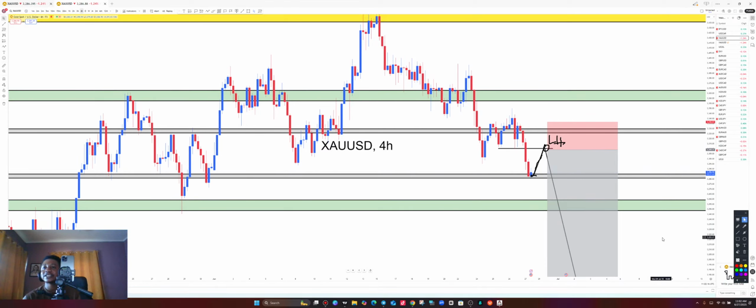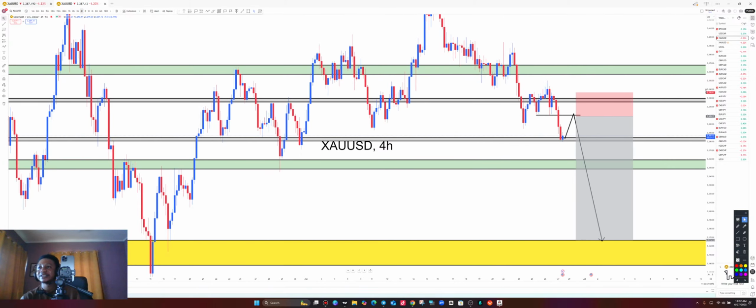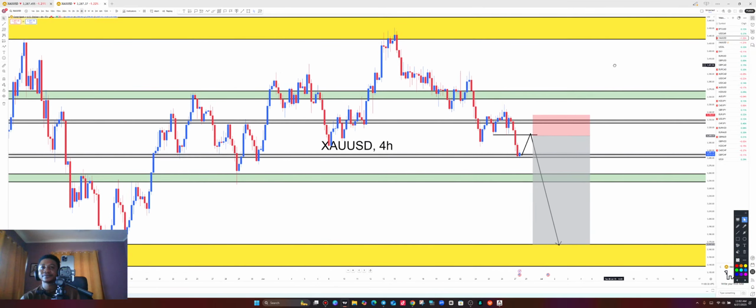So gold, this is our full and complete technical analysis. We are waiting for a lower high here to form, and on candle confirmation, we will sell all the way to the downside on gold. So gold full and complete analysis has been done. All right, let's go to the next pair on our list.